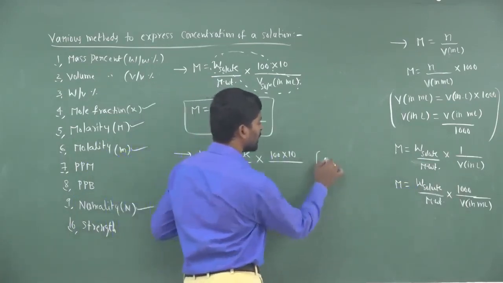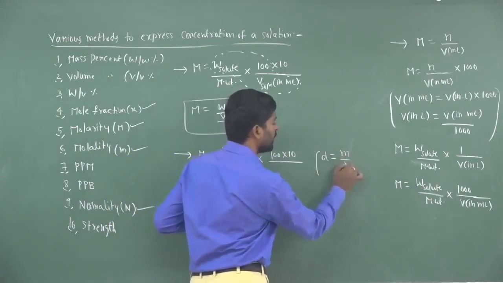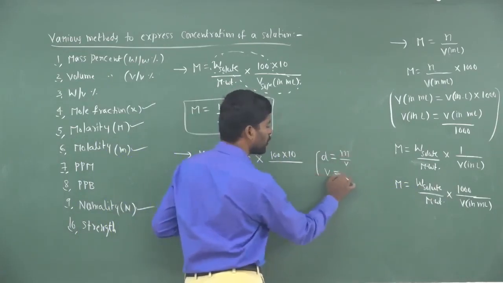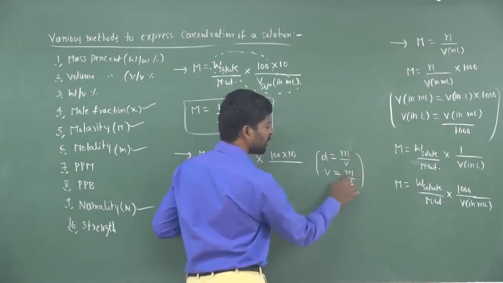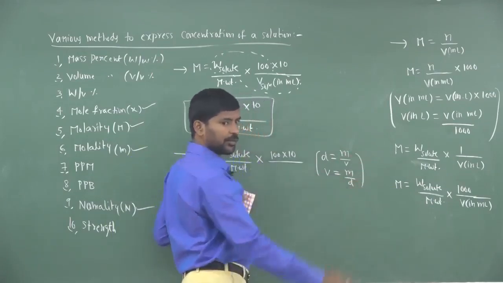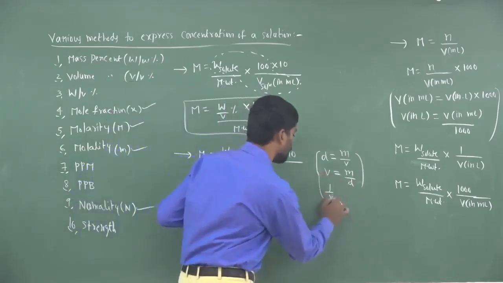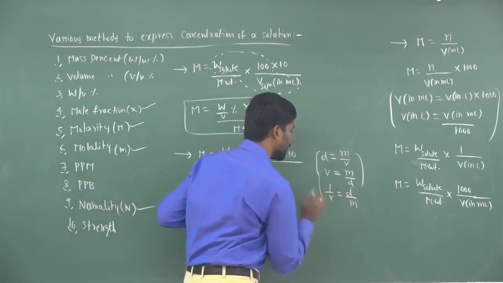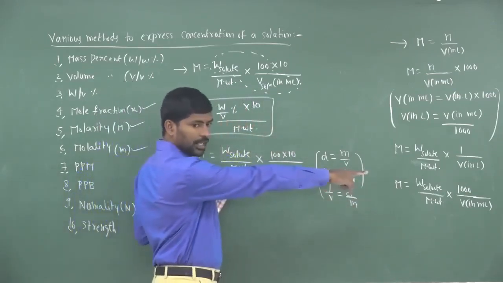Next, volume and density of solution. Density is equal to what? We have mass by volume. So therefore, volume of solution we can write as mass by density, that means weight of solution by density of solution. Okay, 1 by V we have. 1 by V means D by M.